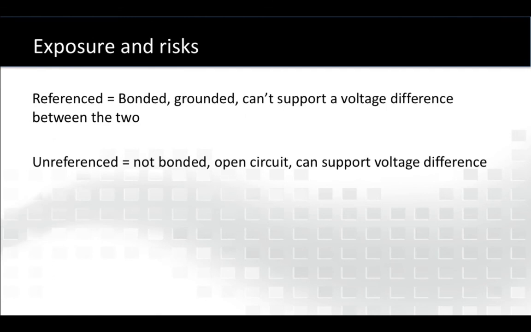When I use the term referenced, what I mean is that the structures are bonded or a structure is grounded, and therefore it can't support a voltage difference between, say, pipeline and ground, or one pipe and another pipe, or between there and a fence. When something is unreferenced, what I mean is that it's not bonded, there is an open circuit, and if that's true, then if voltage is present, it can support that voltage difference.